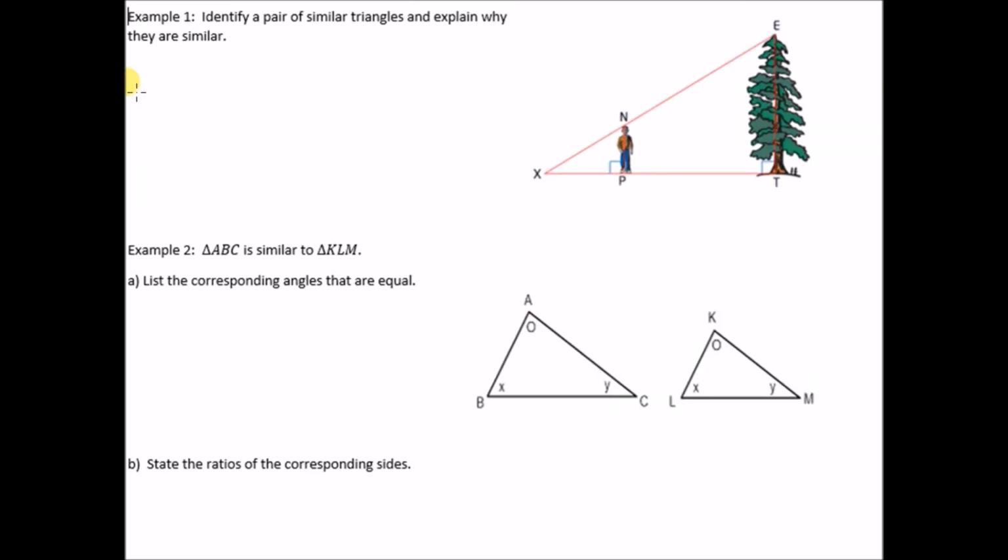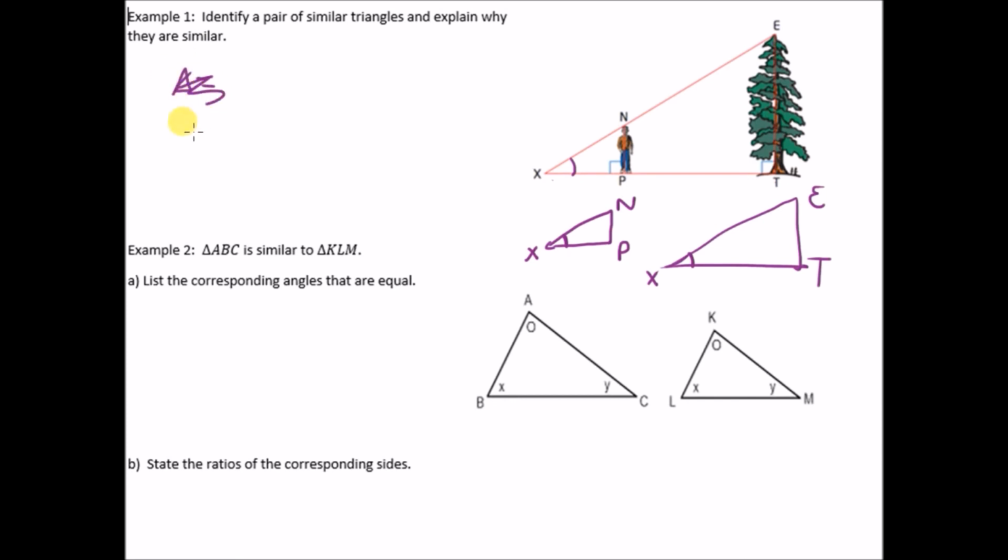In example 1, all we want to do is identify a pair of similar triangles, and then explain why they're similar. If we look in here, we have two triangles. We have this triangle right here, which is X, N, and P, and then we have the big triangle. I'll draw this here: X, E, T. So our similar triangles are going to be named. We can start here: X and X are going to be the same angle because these two triangles are sharing that angle.